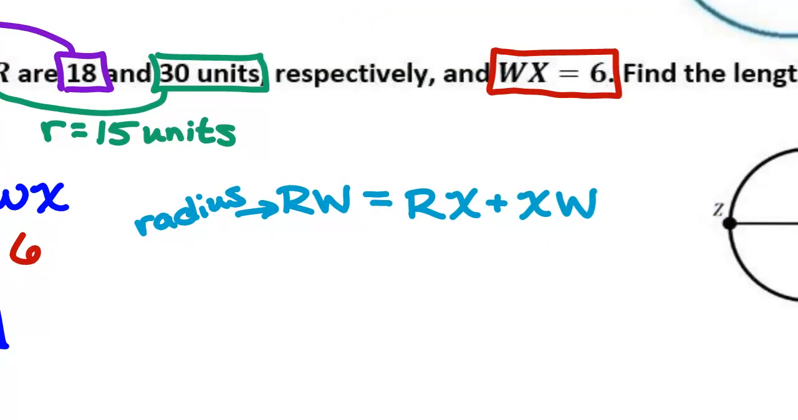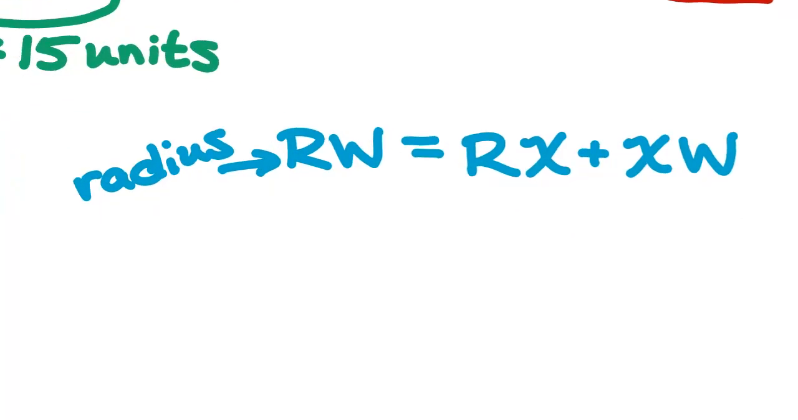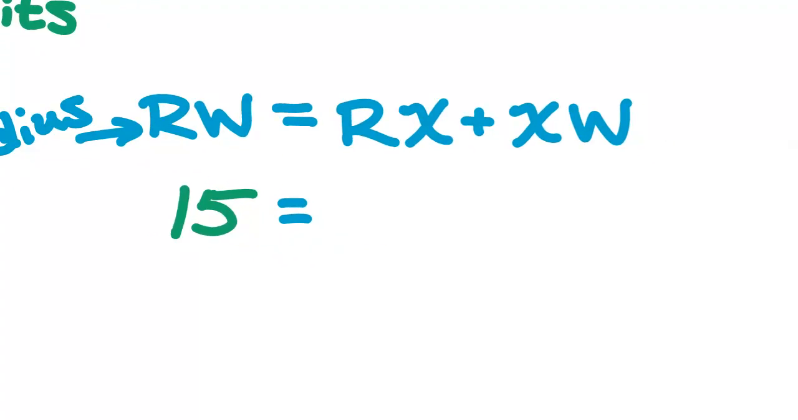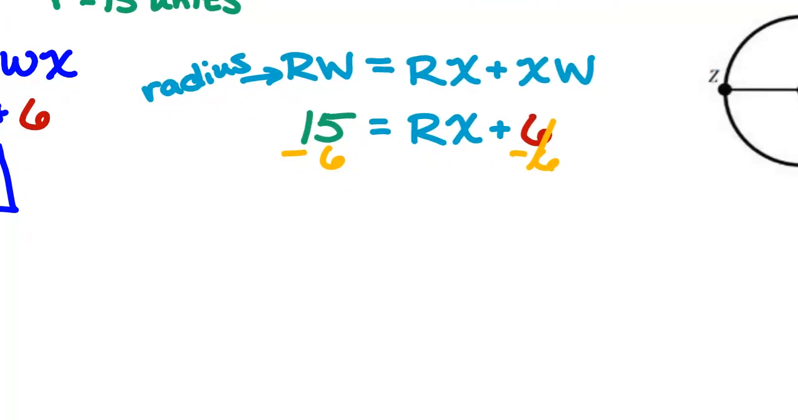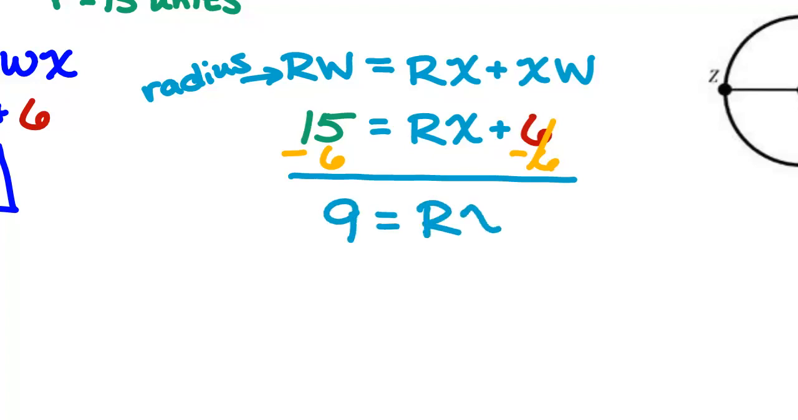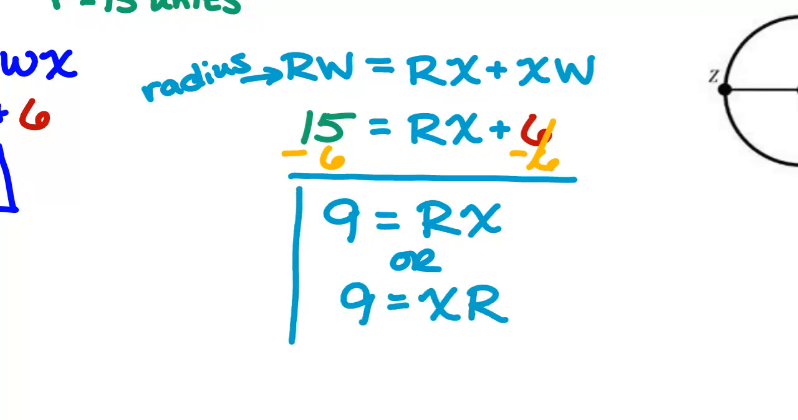Do we know how big that radius is? Do we know how big RW is? 15. So 15 equals, do we know the size of RX? Nope. Do we know the size of XW? That is 6. So now I need to isolate XR, so I'm going to subtract 6 from both sides. So how big is XR or RX? 9. 9 is equal to RX. Or you could say 9 is equal to XR. It does not matter which way you put those letters.